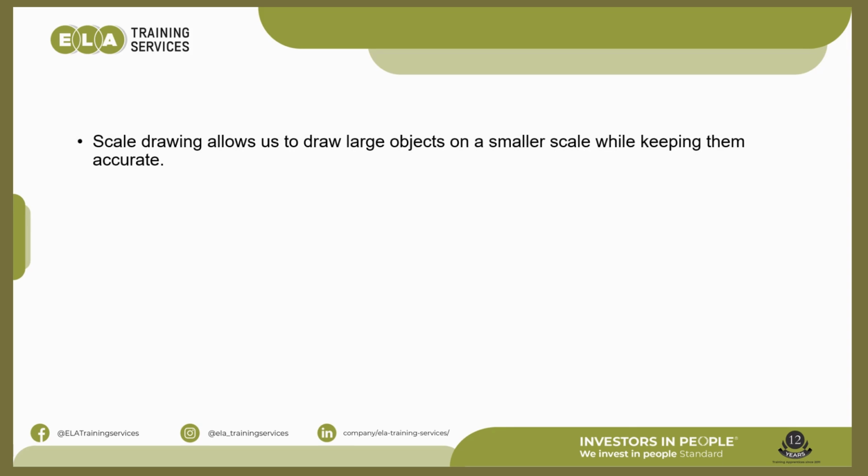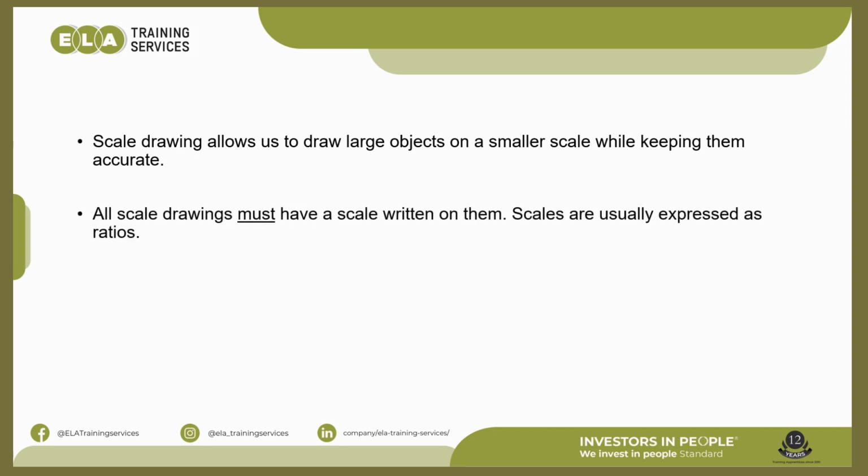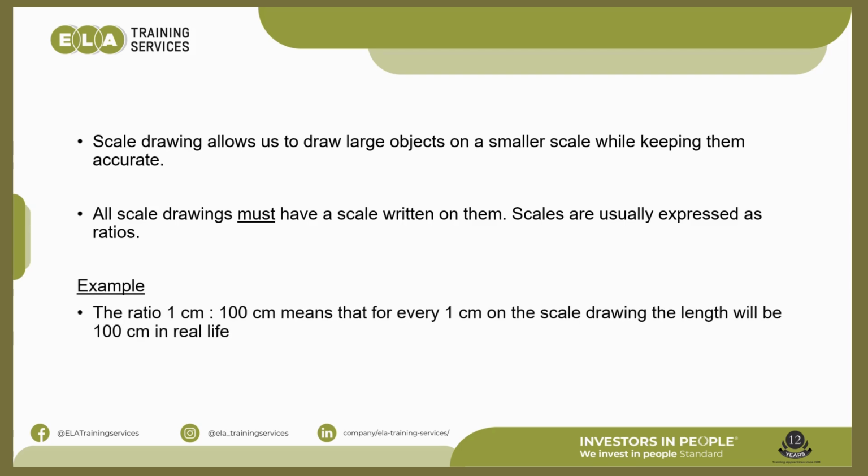So, a scale is where we're able to draw a large object on a smaller scale, and the scale has to remain consistent throughout the drawing. It's no good having one scale for the bathroom of a floor plan and a different scale for a garden of a floor plan. It makes it too messy and confusing. We all need to be on the same page. You also have to write the scale on your drawing, and they're expressed as ratios. So we're aware of what a ratio looks like, but this time we've factored in measurement. So 1 centimetre to 100 centimetres means that for every centimetre on your drawing, the real life measurement will be 100 centimetres. So let's look at this in a real example.